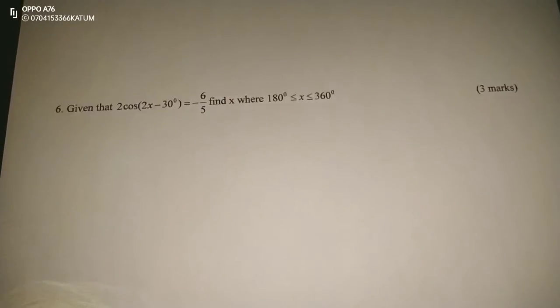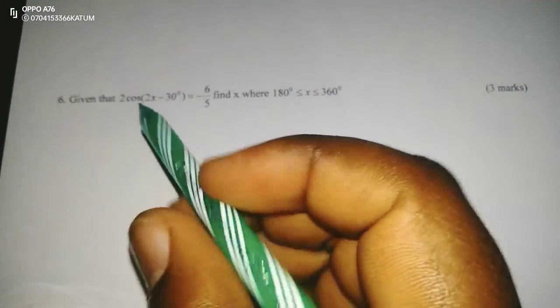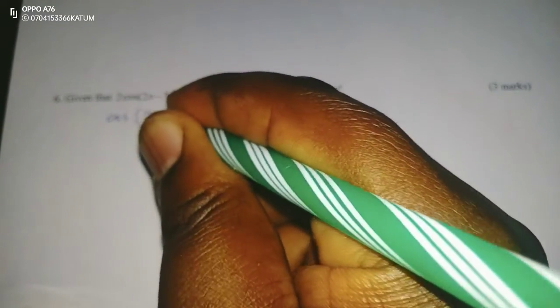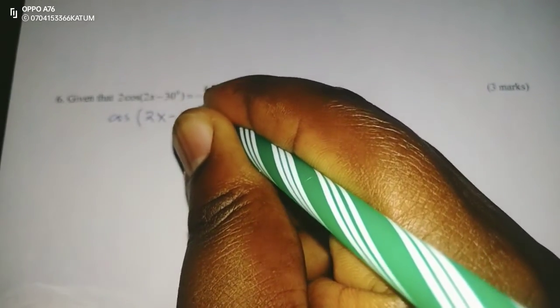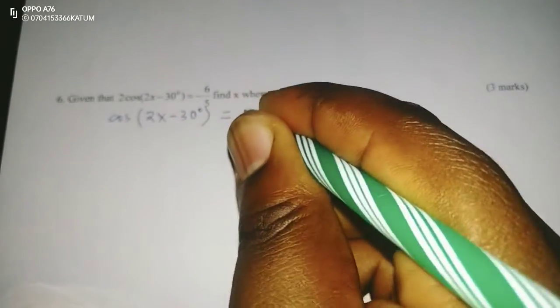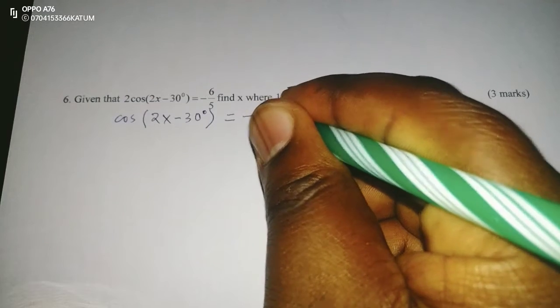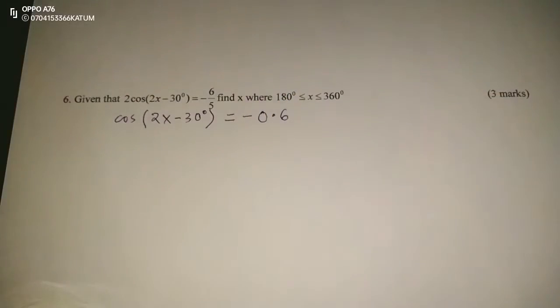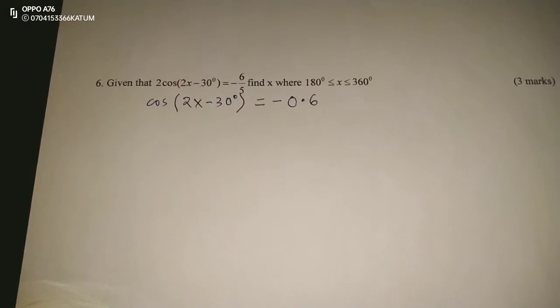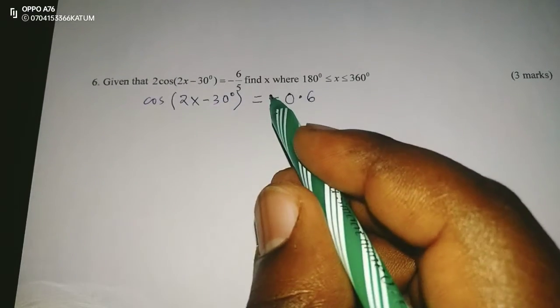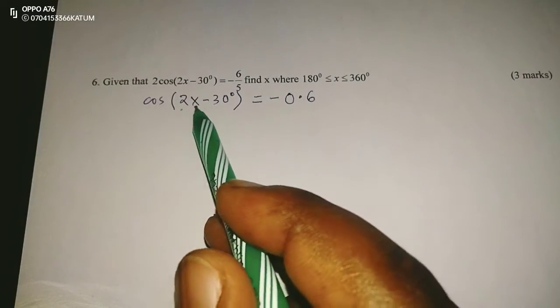So to begin with, I'm going to divide through by 2 here, so that I remain with the cosine of 2x minus 30 degrees. Now this will be equal to negative 6 out of 5. Then I further divide by 2. This becomes negative 0.6.